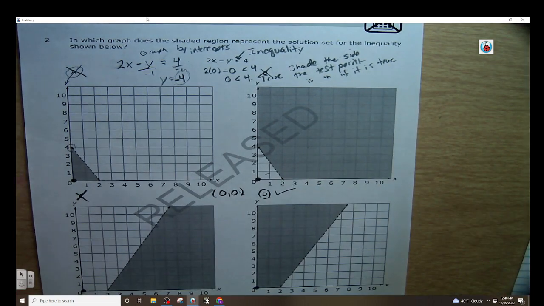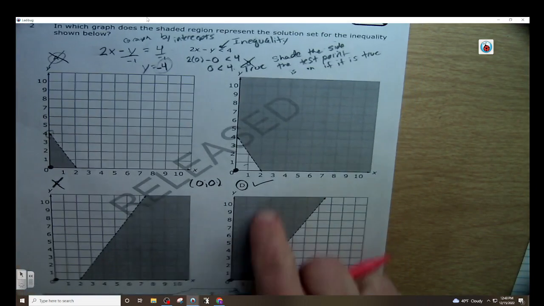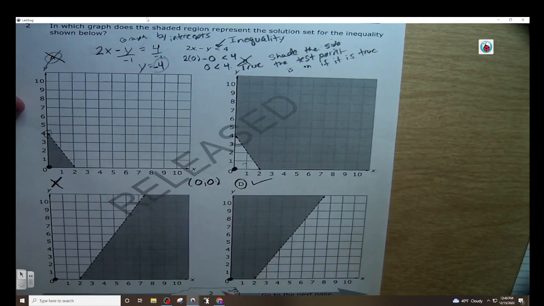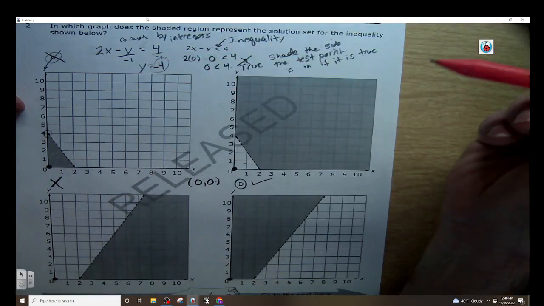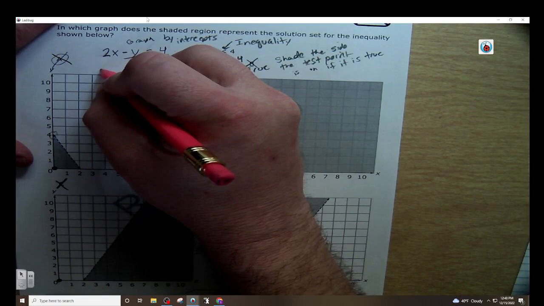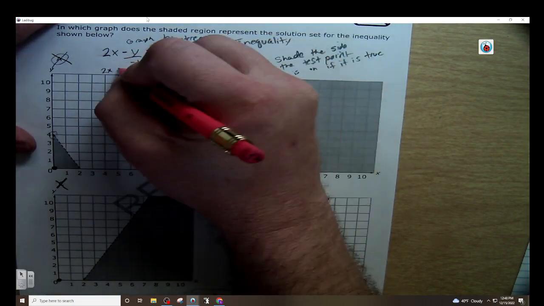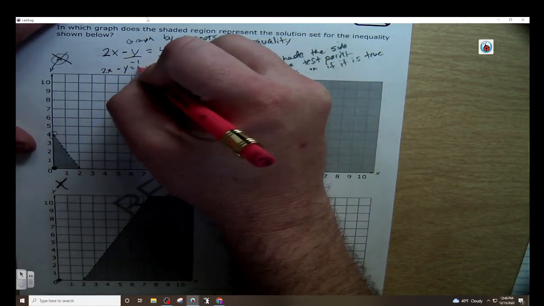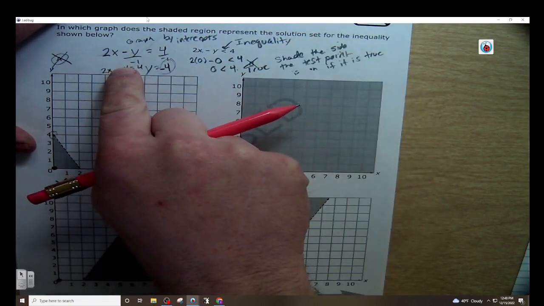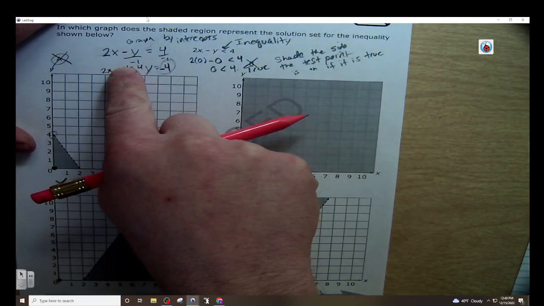Now, keep going a little bit further. I know D's the answer, just by using my test point, since it was true, it was shaded on that side. And I also did my y-intercept first. It doesn't matter which one you do first. I just did the y first. Now, also, to get your x-intercept, going back here again, you just cover your y up. So if I cover my y up, that's 2x equals 4.